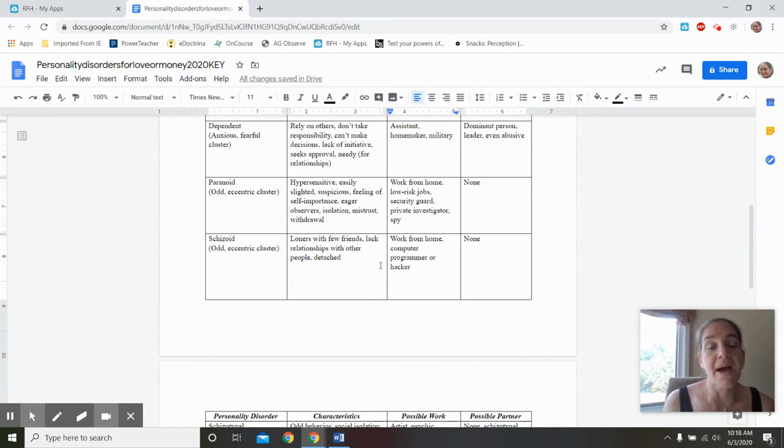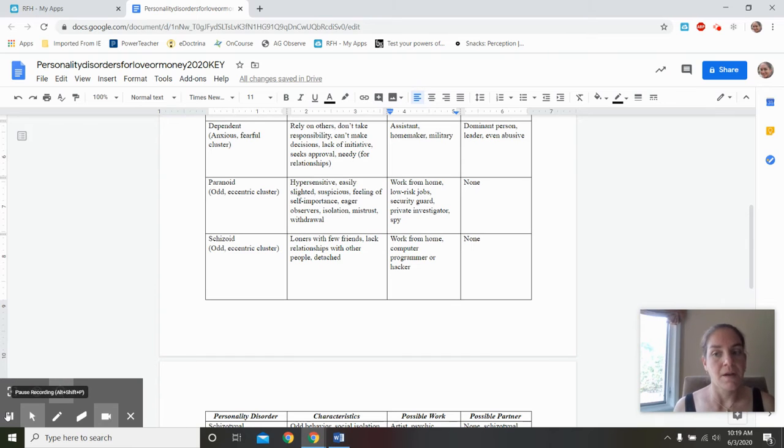Dependent personality disorder is going to be characterized by a number of traits. People with dependent personalities are sort of like chameleons. They seek approval from others steadily. They can't make their own decisions. There's a lack of initiative there. Where do you want to go for dinner? I don't know. Where do you want to go for dinner? They don't take responsibility for their actions, and they are pretty needy in general.